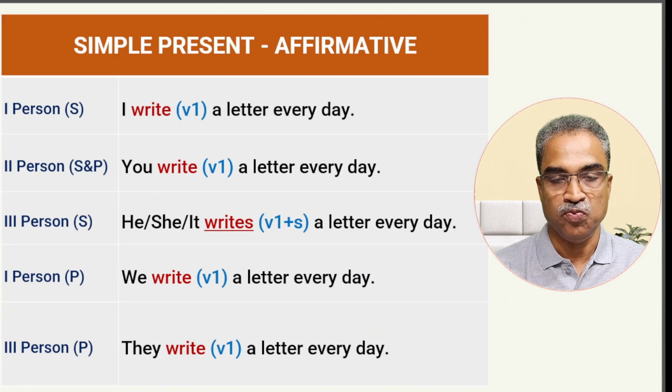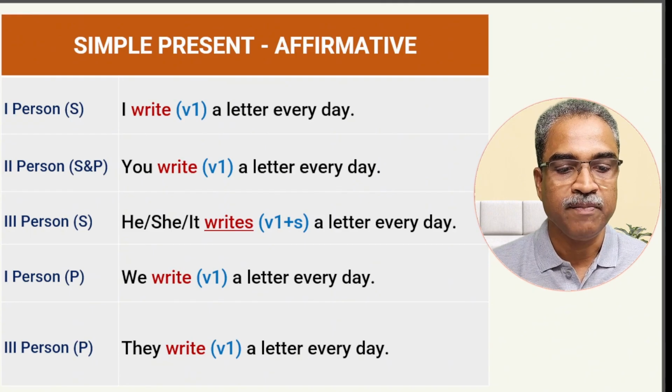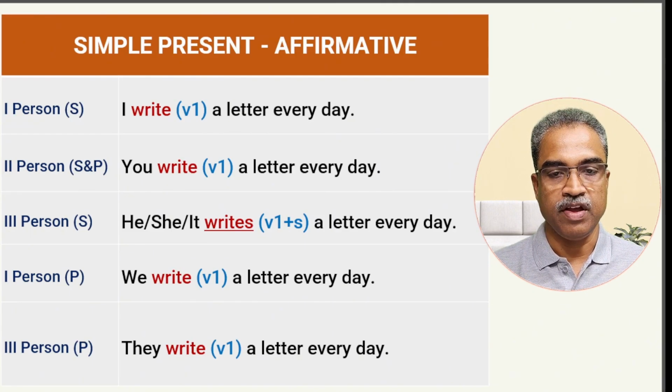And next, we come to first person plural. First person plural is we. We write a letter. Similar, no change here. We, then the root form of the verb, the V1 form of the verb, that is write. And then third person plural, they. They write a letter every day.